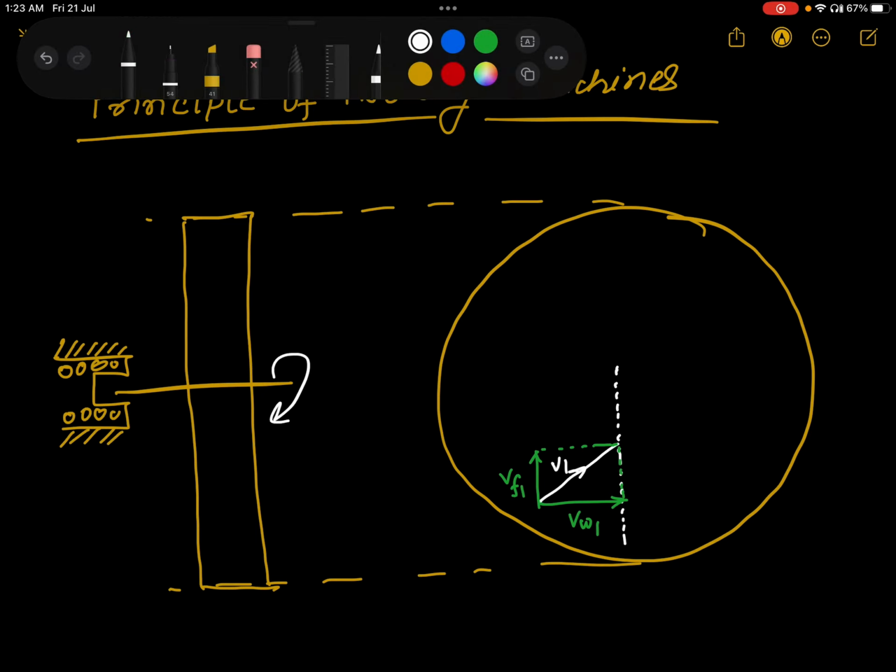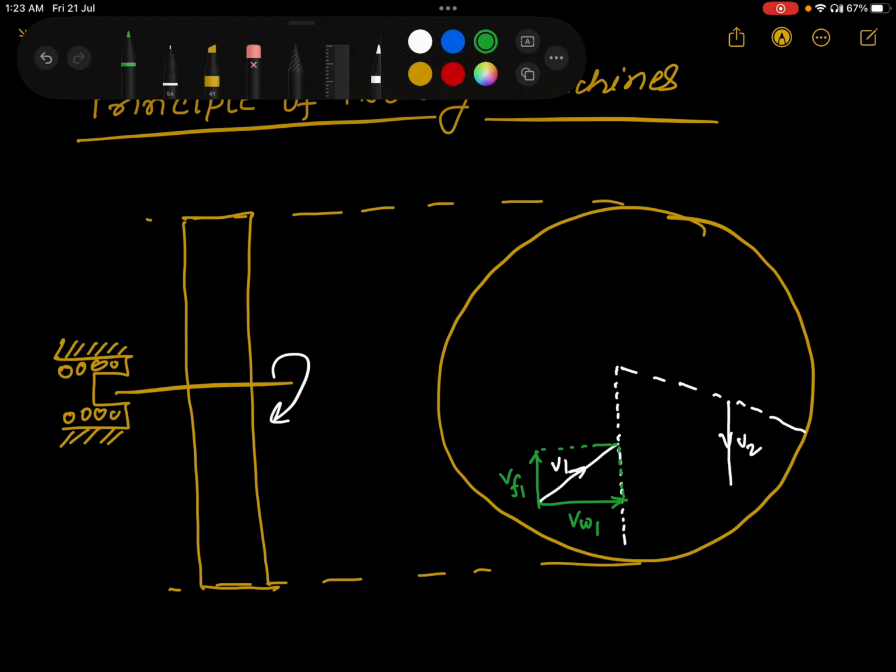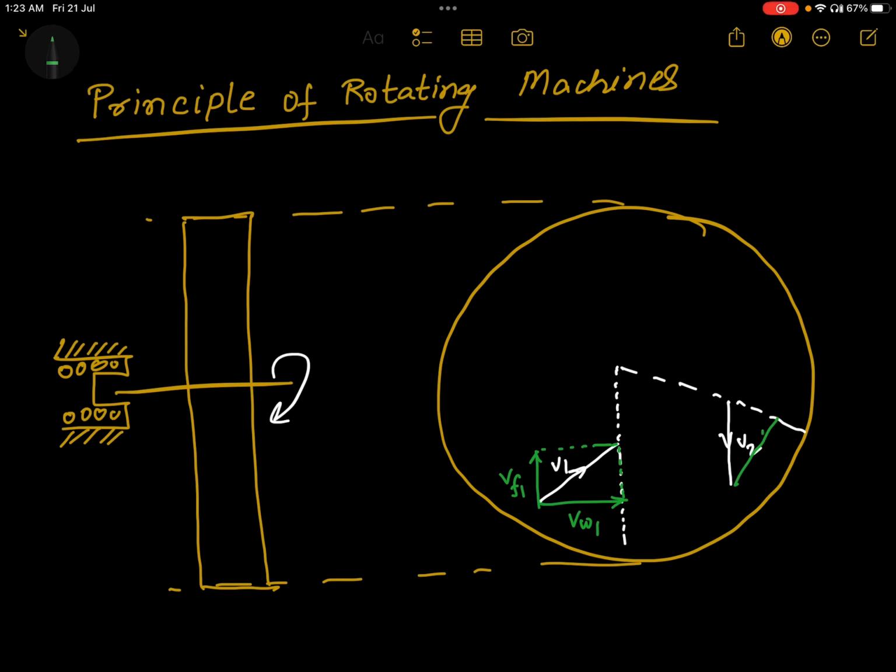Okay, fine. Now let's say this fluid will enter from somewhere and exit from somewhere. Because it is entering from here, let's say it is exiting from here, with velocity V2. Its components will be VW2 and VF2. You can also see VW2 and VF2 as a vector representation.